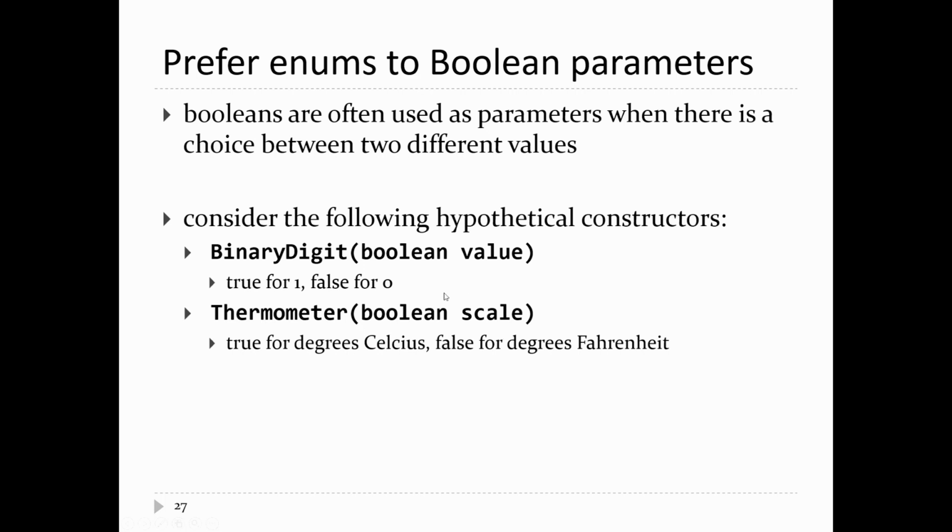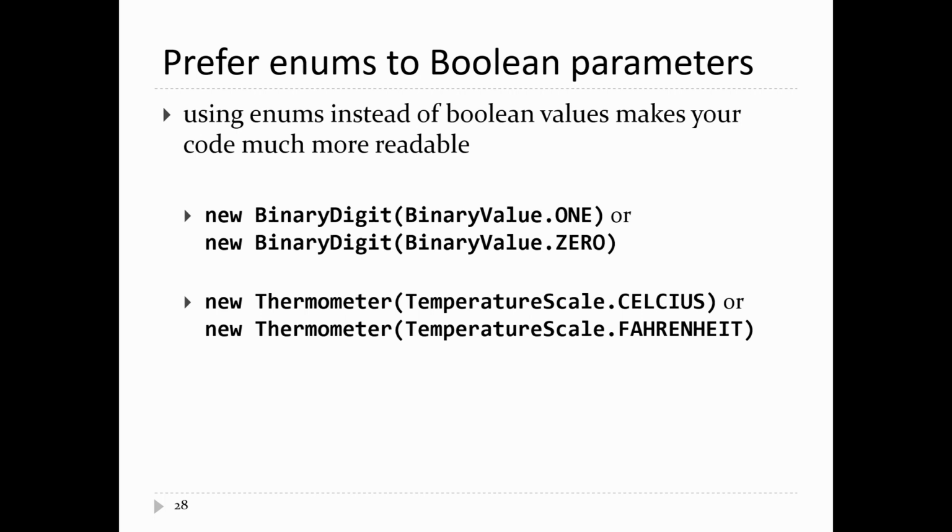Here's an example of a constructor for a thermometer class, right? It's got a Boolean parameter called scale, right? You pass in true if you want a thermometer that measures in Celsius. You pass in false if you want a thermometer that measures in Fahrenheit, right? The problem is when you do this, you see code that reads something like thermometer T equals thermometer false, right? And now you have to figure out what does the false mean, right?